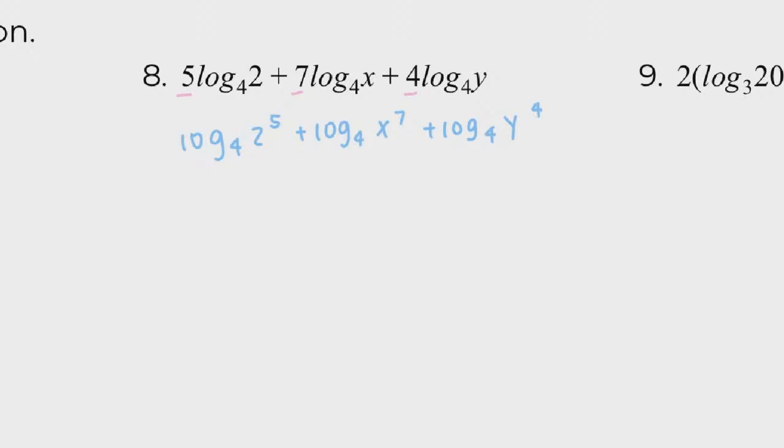Okay, so they all have a log base of 4, and it's all a plus sign, so that means we want to multiply everything. So this will be log base 4 of 32, because 2 to the 5th power is 32, x to the 7th, y to the 4th. And you'll know you're done when you only have one log in your answer when you're condensing.